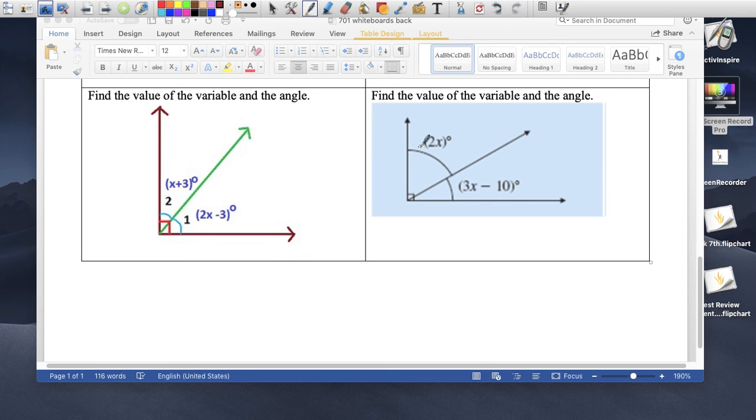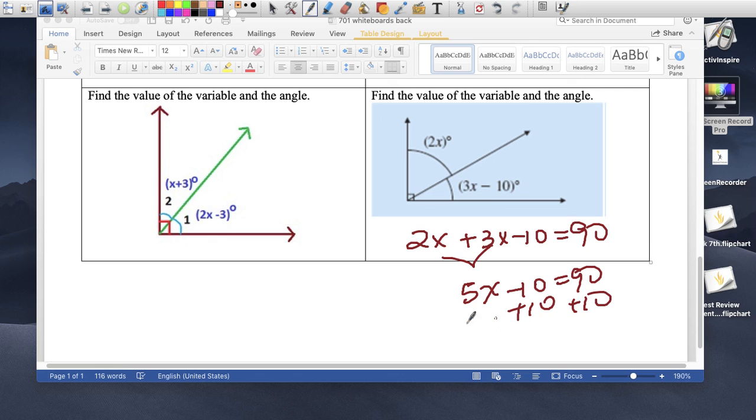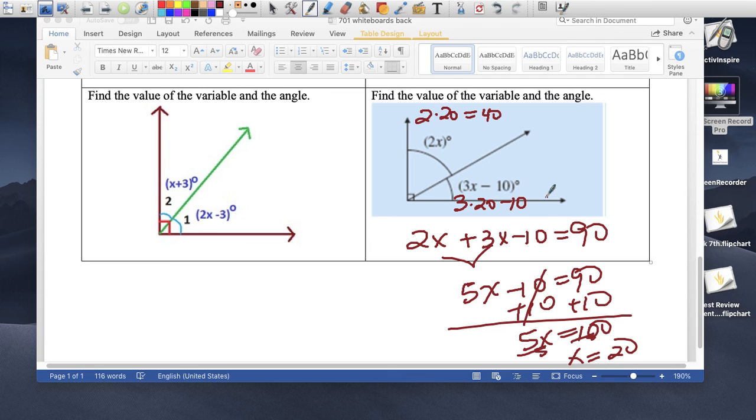Last one. So these are complementary, so 2x plus 3x minus 10 equals 90. 2x and 3x is 5x, minus 10 equals 90, plus 10, plus 10, 5x equals 100. Divide by 5, divide by 5, x equals 20. So we like to divide by 5. X equals 20, go back here. This is 2 times 20, which is 40. Over here it's going to be 3 times 20 minus 10, and that's going to give us 50. So my angle is 50, and the other angle is 40. And that's it.